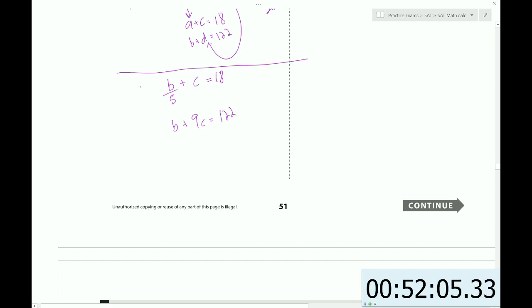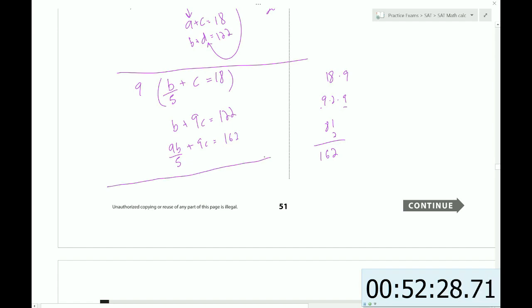So the next step is to multiply this through by 9. So that would give me 9B over 5 plus 9C equals 9 times 18. So that's 9 times 9 times 2. Right? 9 times 2 times 9. 9 times 9 is 81, so 81 times 2 is 162. And at this point, now I can sort of subtract the lines, right? So I'll just negate the entire top equation. So negative, negative, negative.